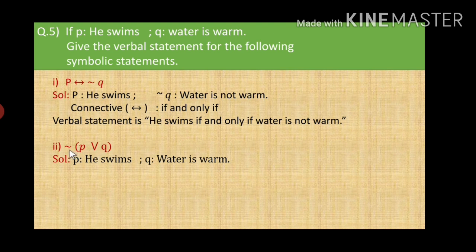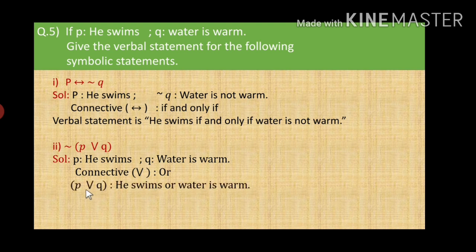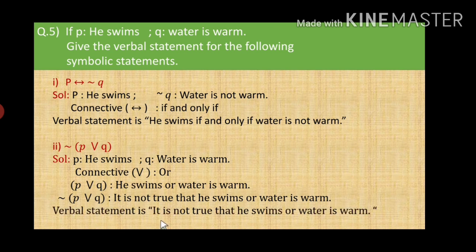Again, first we have to solve the bracket. So P is he swims, Q is water is warm, and the connective is or. Correct? So P or Q will be he swims or water is warm. Then we have to make the negation of this P or Q. So we can add it is not true that for the negation. So the verbal form will be it is not true that he swims or water is warm. Clear?